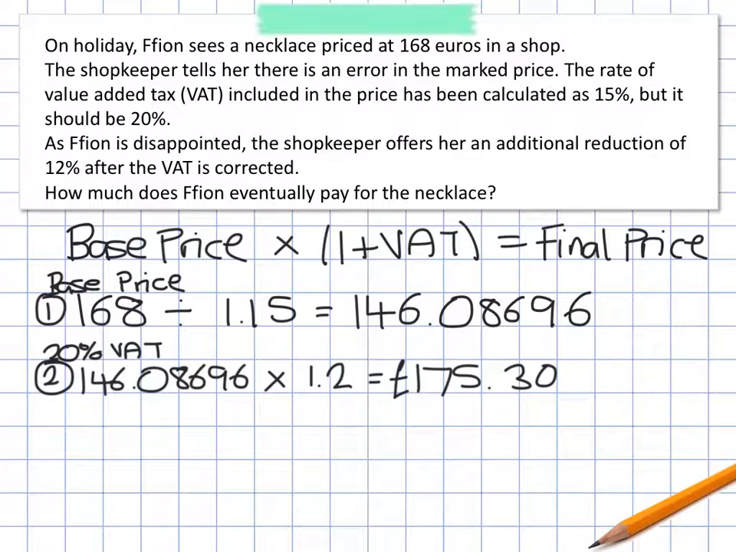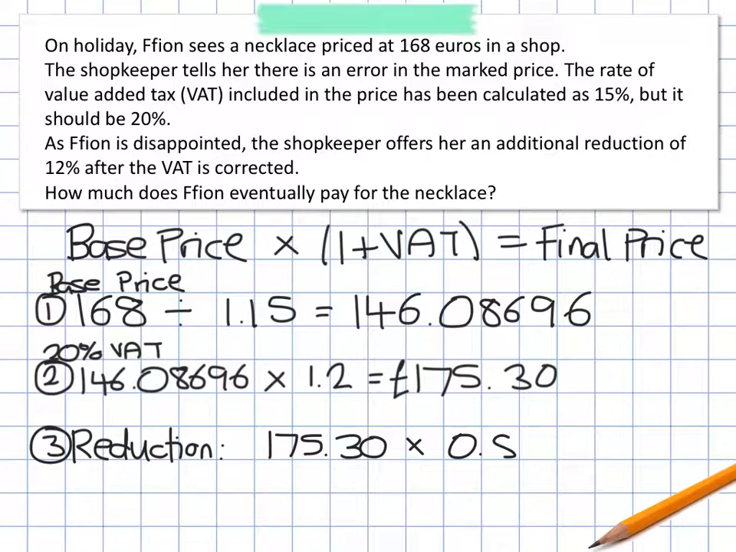Remember then, it did say that Fiona's disappointed and the shopkeeper offers an additional reduction of 12% after the VAT is corrected. So we've done that, now we're going to do the additional reduction. So step 3, our reduction. This is going to be taking 12% off the corrected price. So 12%, I can do that as a multiplier because it's 1 minus, it's a reduction. So it's going to be the corrected price times by 0.88, so 1 minus 0.12.